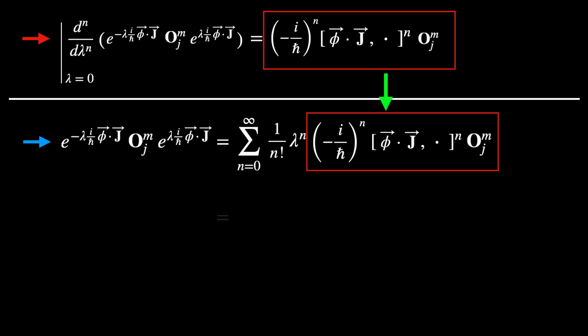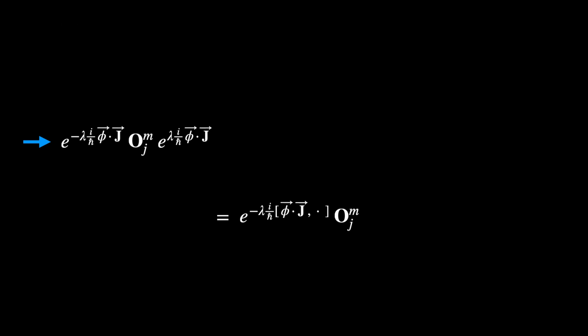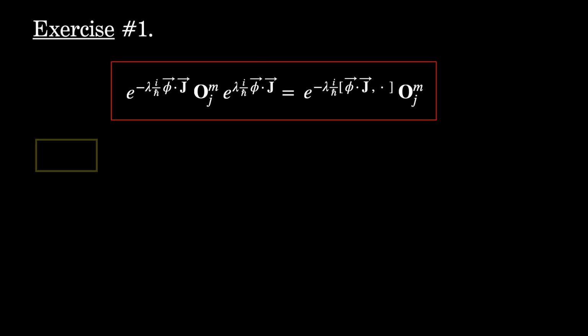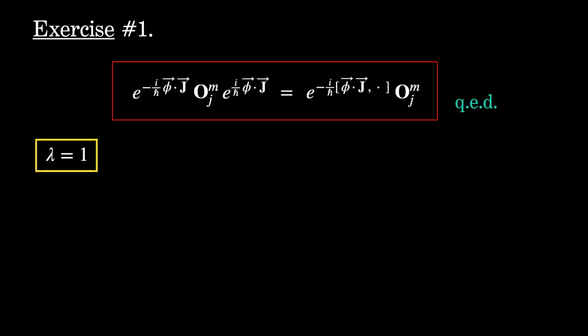And we recognize this as the power series expansion of an exponential function. Then finally, setting lambda to 1. Thus we have proven the identity we have set out to prove. This identity is very useful when studying symmetry transformations once you know the commutation relations between operators, as can be seen on the right-hand side of this equation.